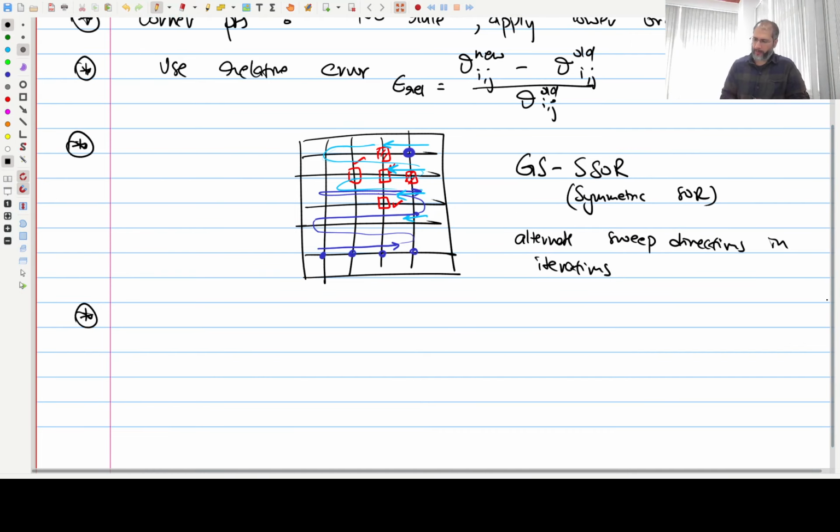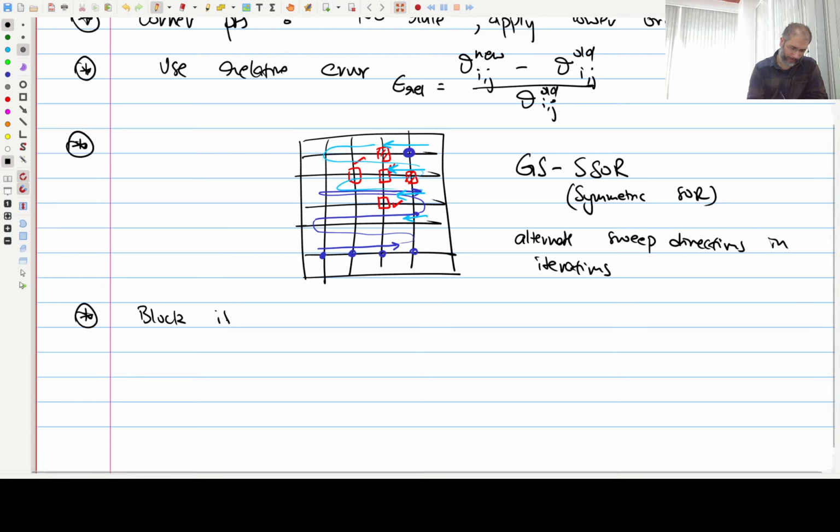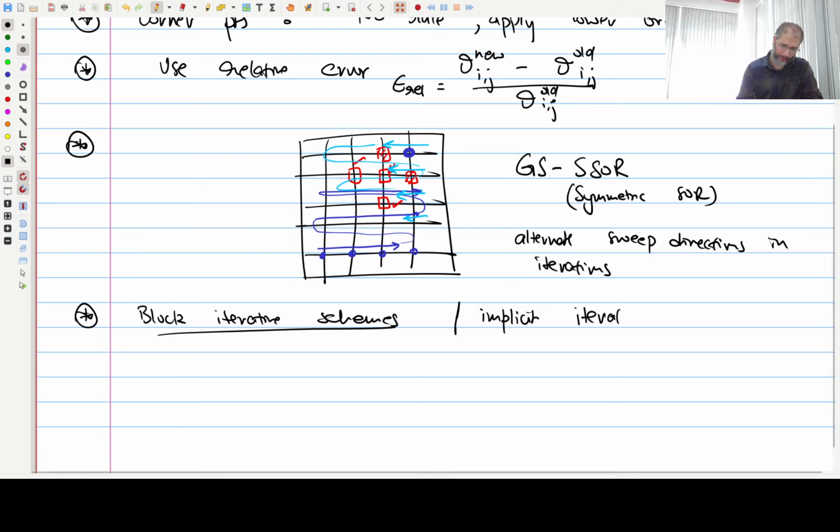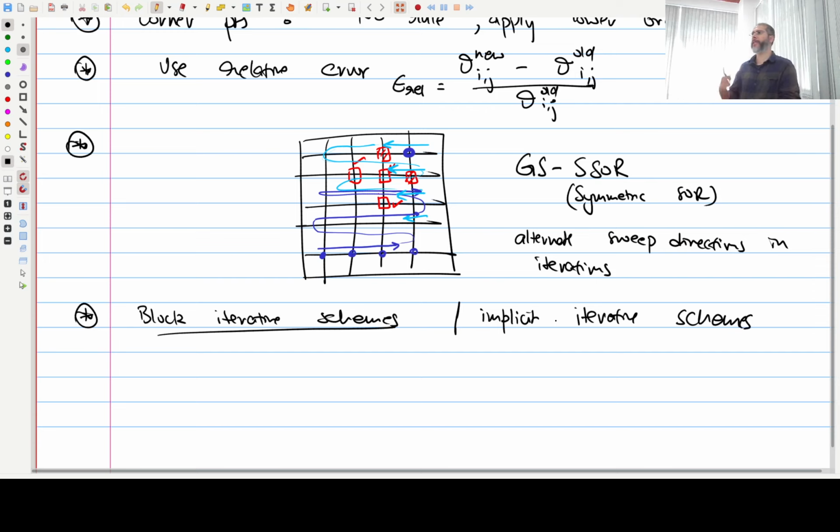Right, can we do any better? The answer is yes. So the next one I'll discuss is called block iterative schemes. They're also known as implicit iterative schemes. It's interesting because it has implicit as well as iterative.